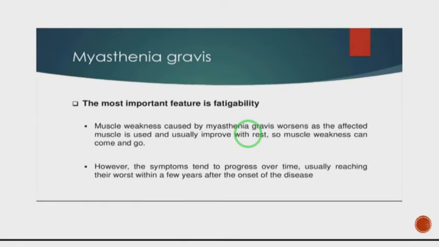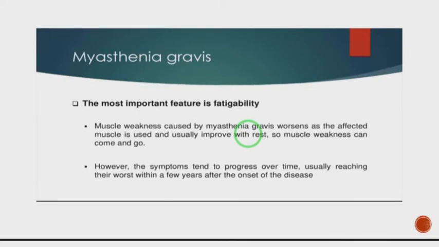What are the main features of myasthenia gravis? The main feature is fatigability. The muscles cannot maintain their action. They tend to get tired and lose their action due to a defect in the acetylcholine receptors in the muscles. There are antibodies against the acetylcholine receptors that are present in the muscle. So the main feature is the fatigability.